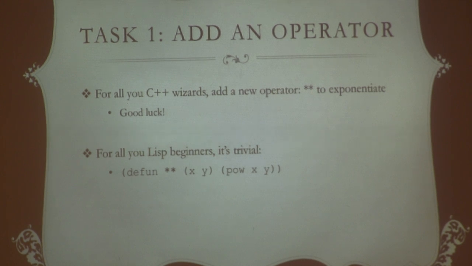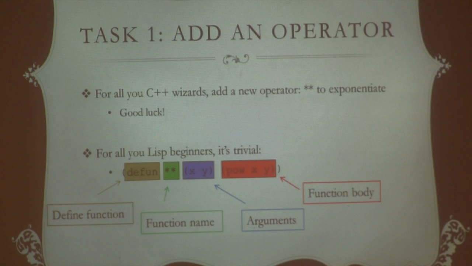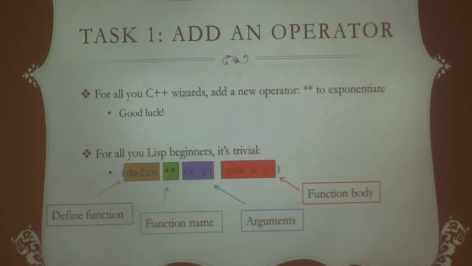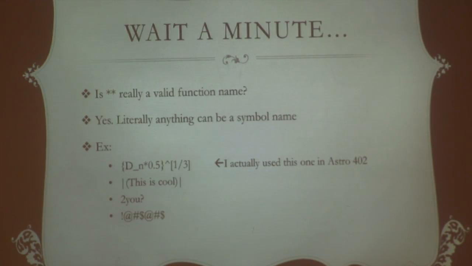You'd probably have to rewrite G++ to do this. In Lisp, it's trivial. You just define it as a function. And it works. You define a function with a name, with arguments, function body. And double star is a valid function name. Literally anything. And I mean it. Literally anything can be a variable name in Lisp.